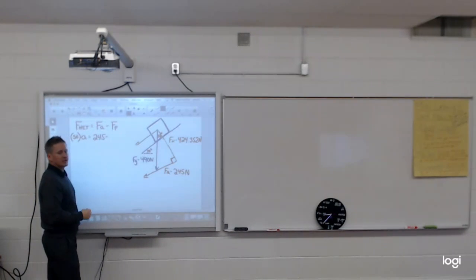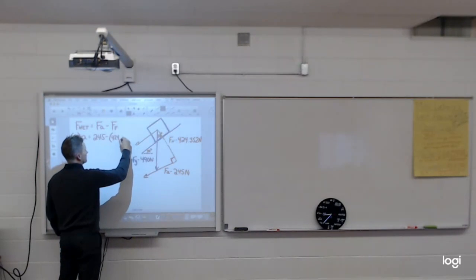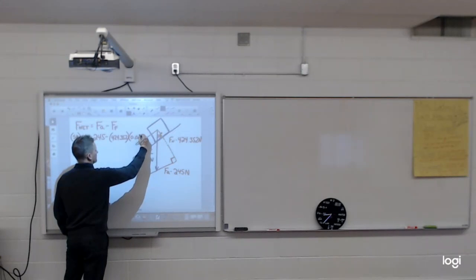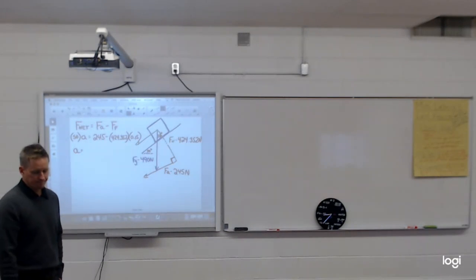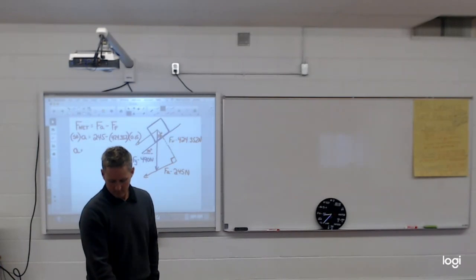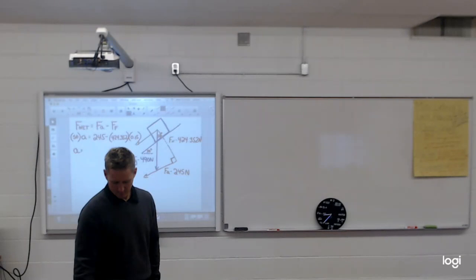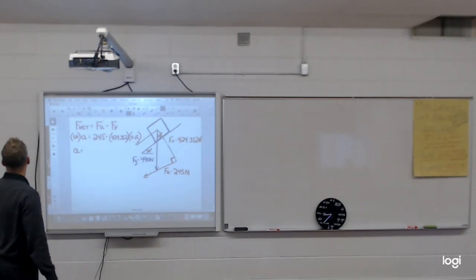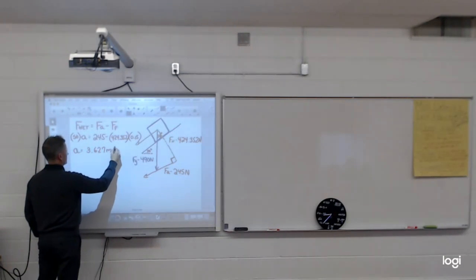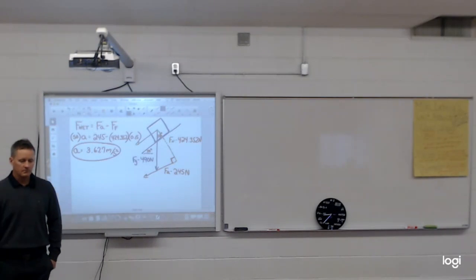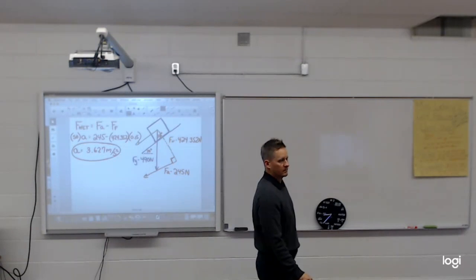So, all right, what's my normal force equal to? 424.35. Multiply that by the coefficient, and then divide by 50, and you get your acceleration. I get 3.627. Yeah, I got 3.627 too.